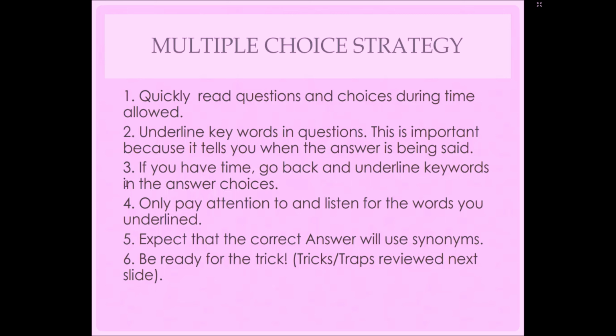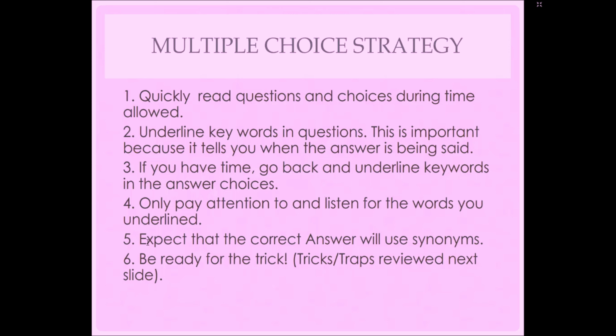All right? Now, step number 4, only pay attention to and listen for the words that you underline. When I say keywords, we're mainly talking about subject, verb, and object. Right? What is the question about? All right? Also, you need to expect that the correct answer will use synonyms. What they say in the conversation or in the lecture, when you look at the possible answer choices, they're going to use synonyms.